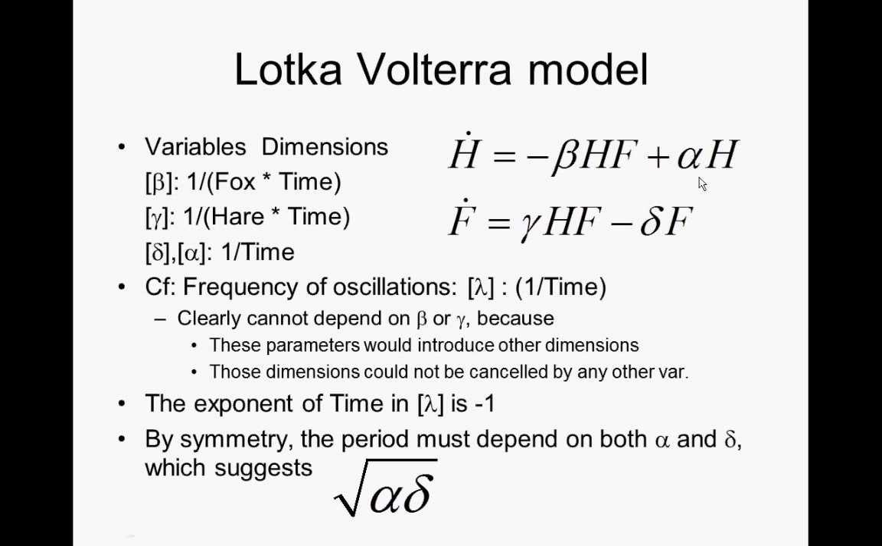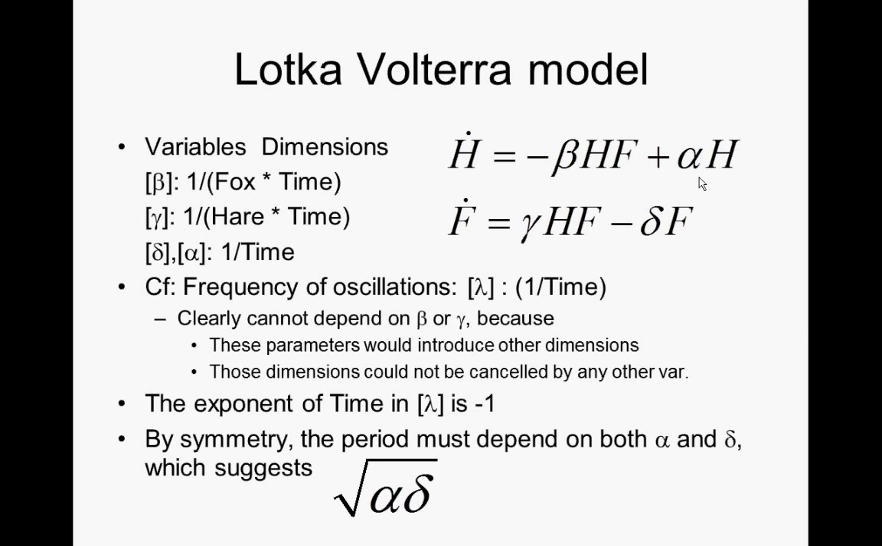So some frequency, some sort of chance per unit time, for example. So it so happens it's a birth rate, the chance per unit time of a birth. Beta is a little bit more complex, but it needs to be 1 divided by foxes per unit time. So it's actually representing the chance that a hare will meet a fox per unit time. And gamma here is 1 over hares per unit time.